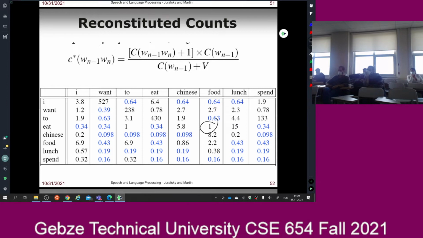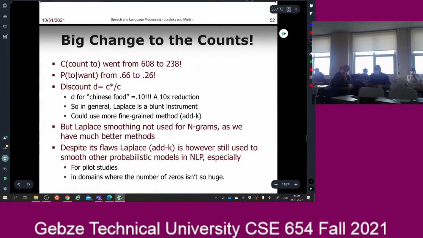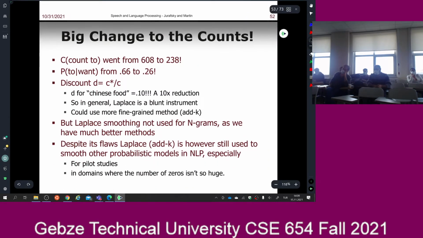Something is not that right, but this is kind of an assumption. I cannot just increase all the numbers by 1. If I do that without decreasing some of the numbers, my probability numbers will not add up to 1.0. I have to do this. So my probabilities of other counts are going to be affected a lot, and this is going to create a number of problems. So, a big change to the counts.